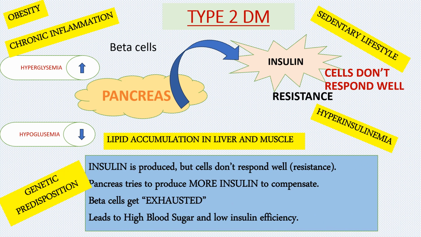Then the fourth one is the sedentary lifestyle, which reduces the glucose uptake by the muscles and worsens insulin sensitivity. Then we have genetic predisposition. For some individuals, they are more genetically prone to insulin resistance. And finally, we have hyperinsulinemia, wherein too much insulin can also affect insulin receptors.